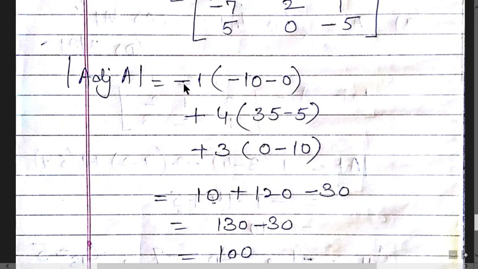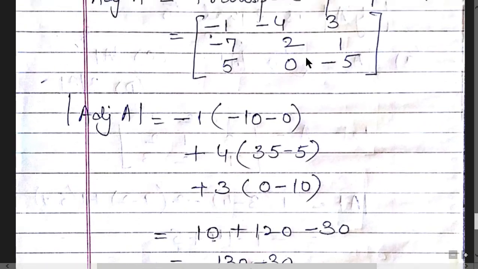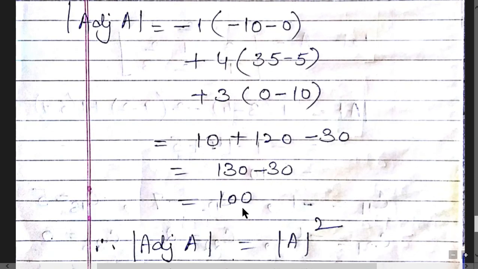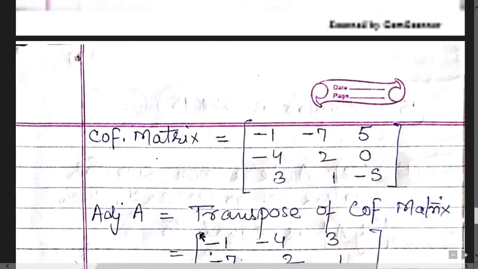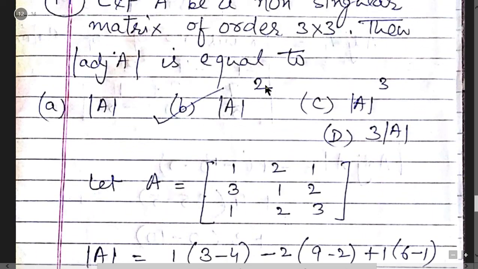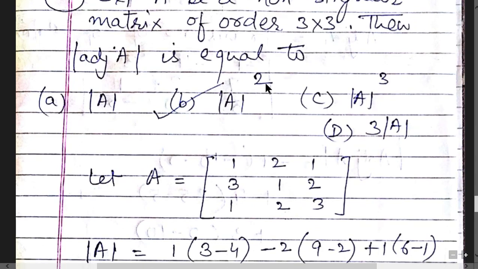Then the determinant of adjoint of A: minus 1 into minus 10 minus 0. From here you can write minus 1 into minus 10 minus 0 plus 4 into 3 minus 5 plus 3, it's 0 minus 10. Now calculate this value, it is equal to 100. And what about A determinant? This value was 10. It means the square of 10 is equal to 100. That's why the answer is A modulus square, that is adjoint of A modulus.